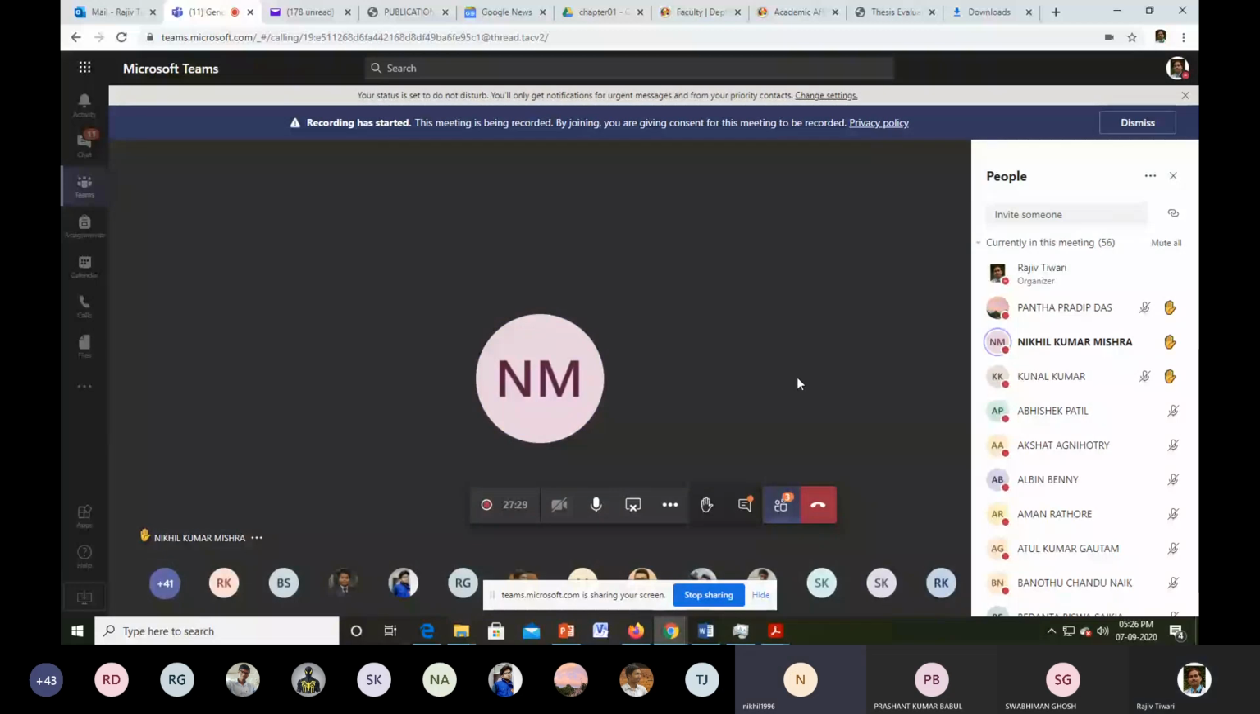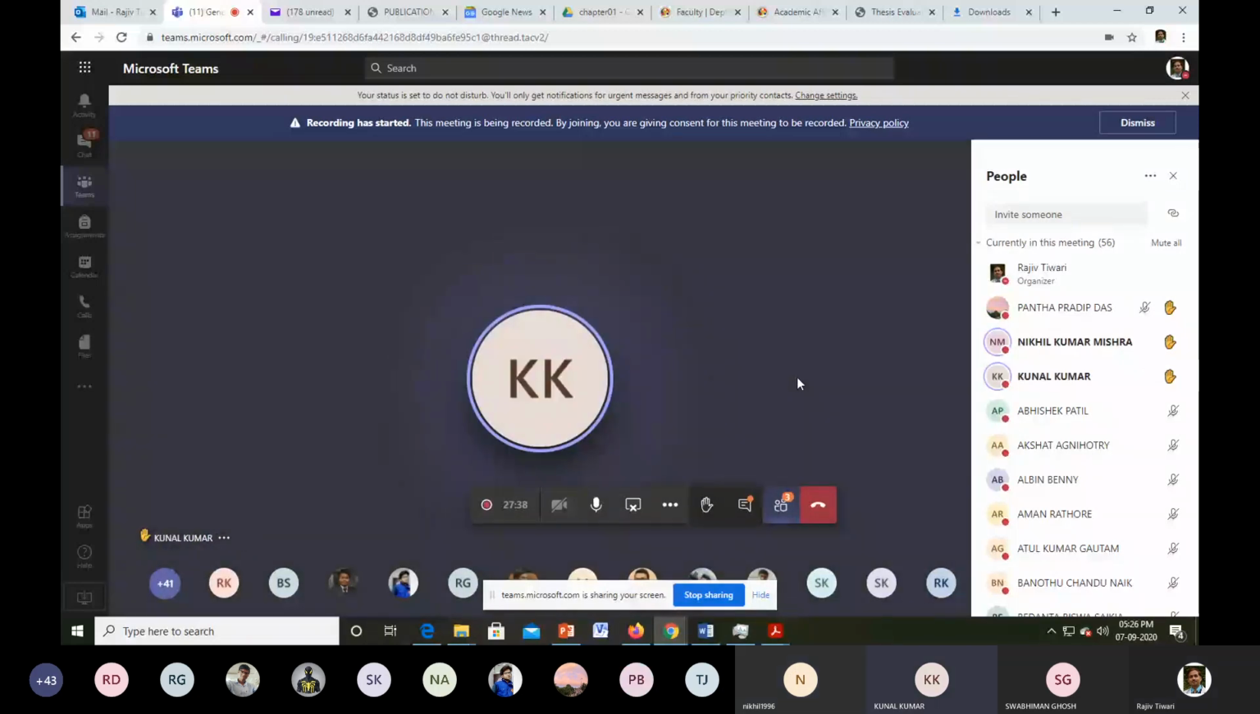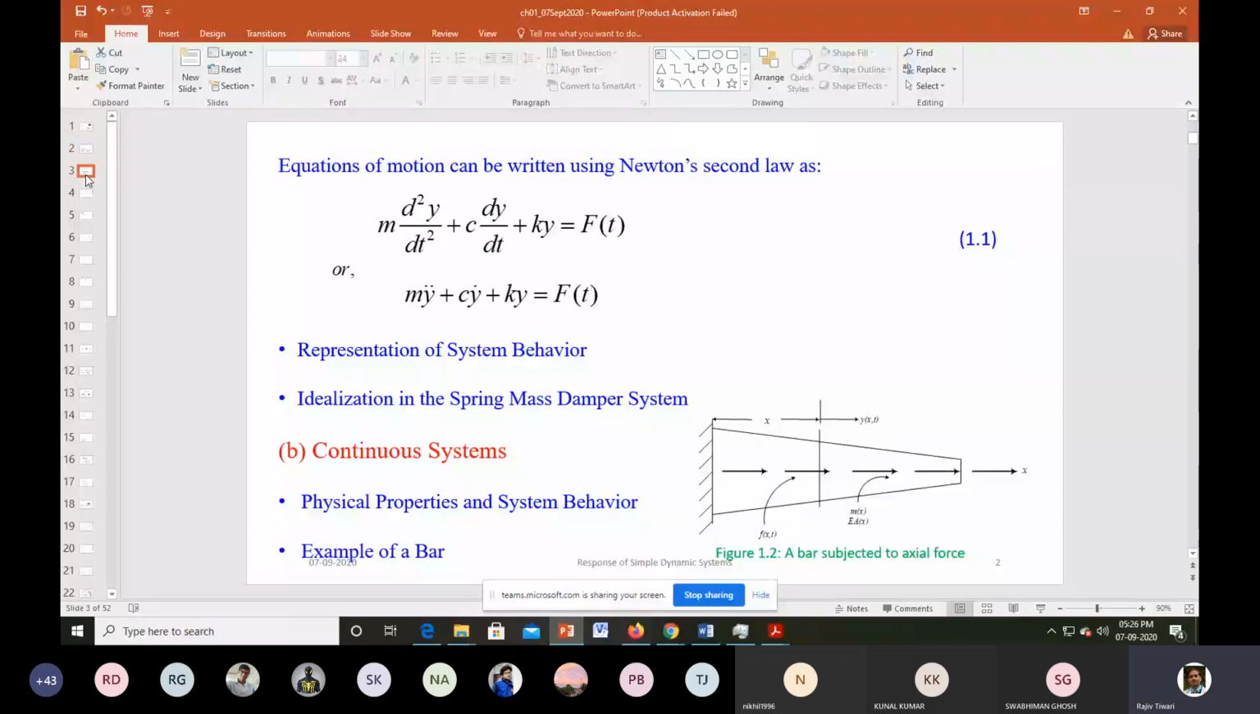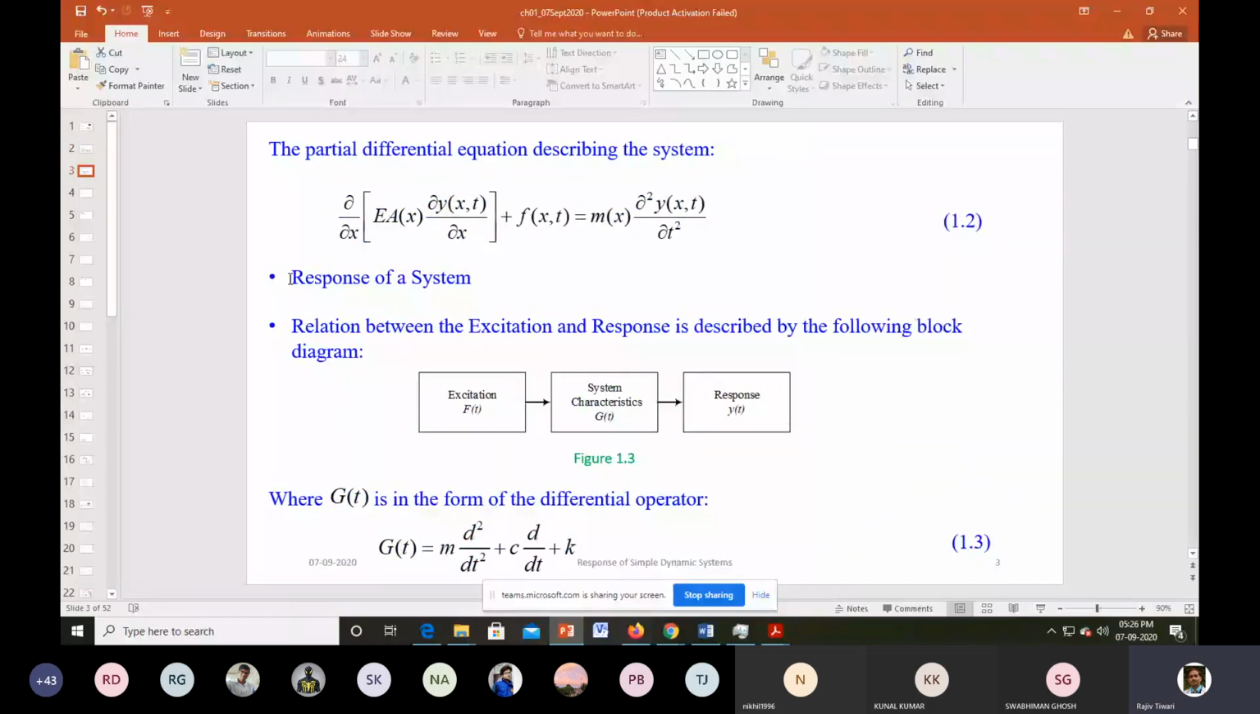Sir, could you repeat the mathematical equation of the continuous system? Yes, I will repeat it. Actually we will be deriving all these things. At present I just wanted to show how this equation will look. So we are not deriving this equation.